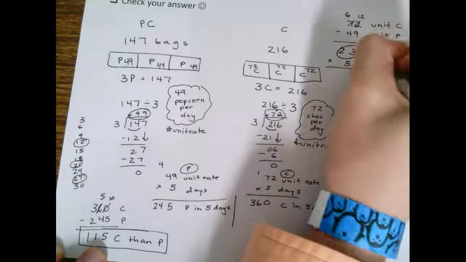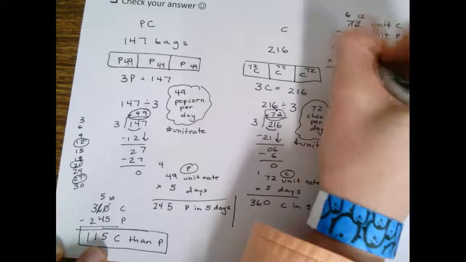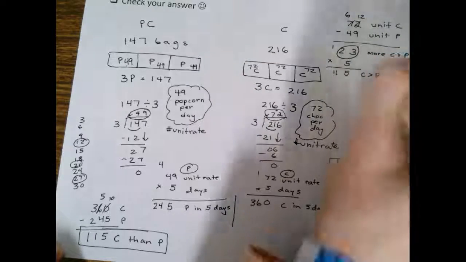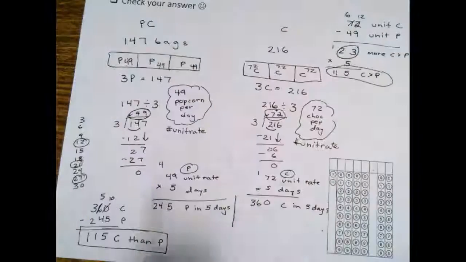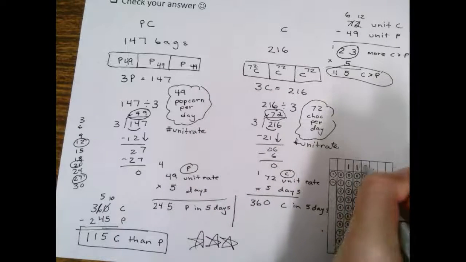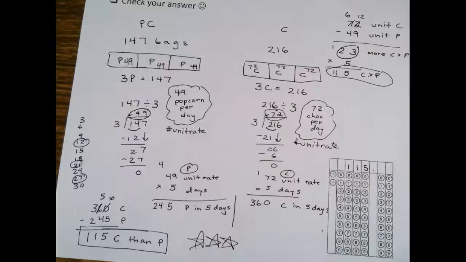3 times 5 is 15. 2 times 5 is 10, plus 1 more. 115 chocolates more than popcorn. We can see that our two answers match. 115 here and 115 here. Awesome! So I'm going to put in 115 as the number of chocolates more than popcorn in 5 days. The key thing we got to remember, you guys, is this idea of unit rate.